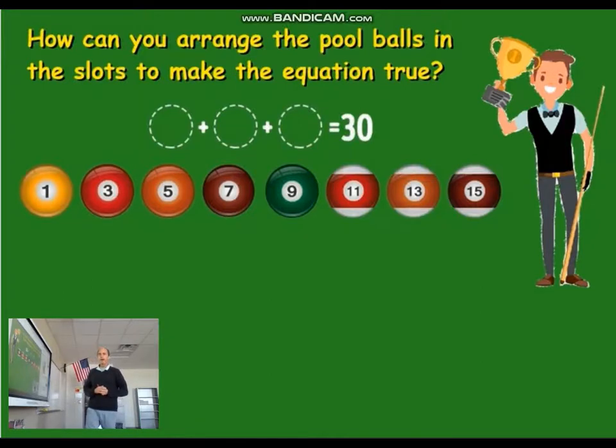Hello, welcome back. The puzzle today looks very simple, and at first sight you're going to think it's easy. You just have to arrange the pool balls in the slots to make the equation true. So check here the numbers, and we have 3 slots.